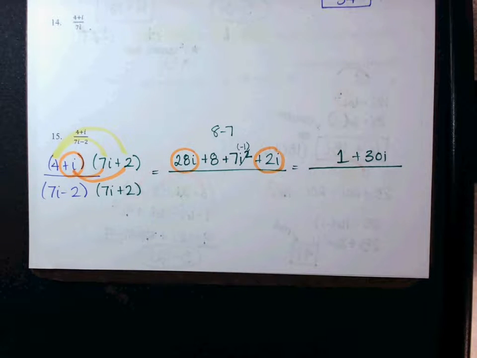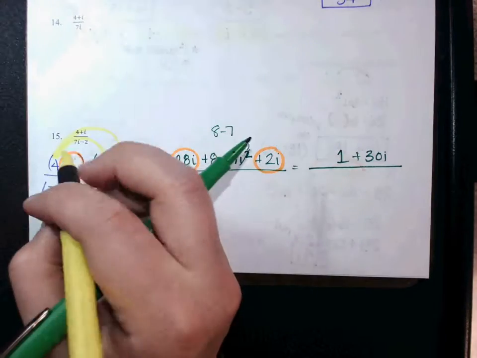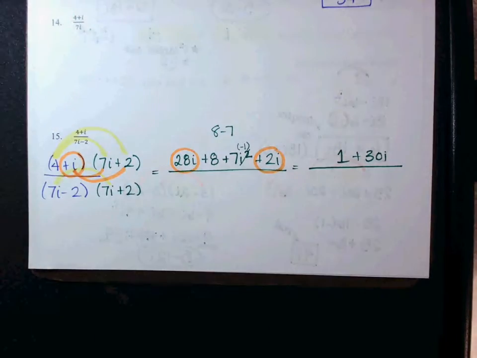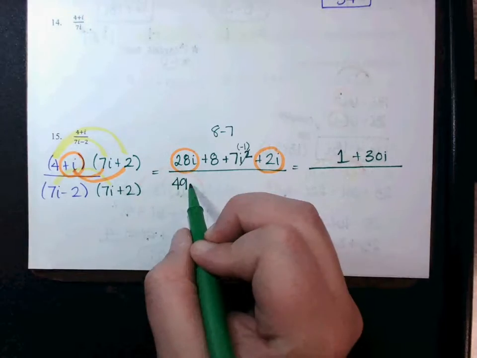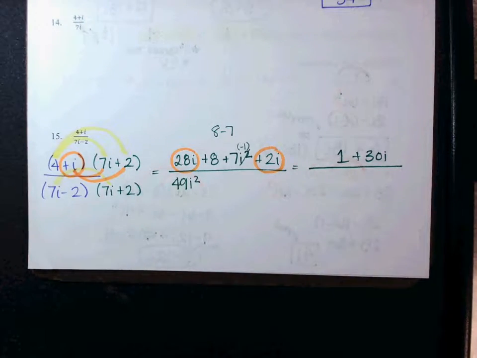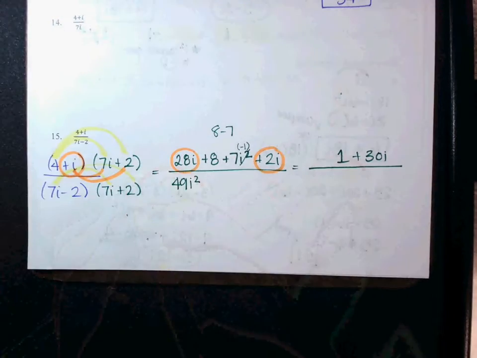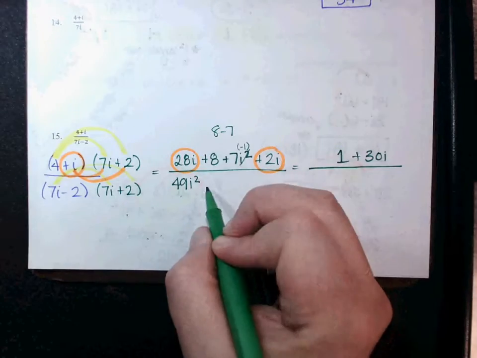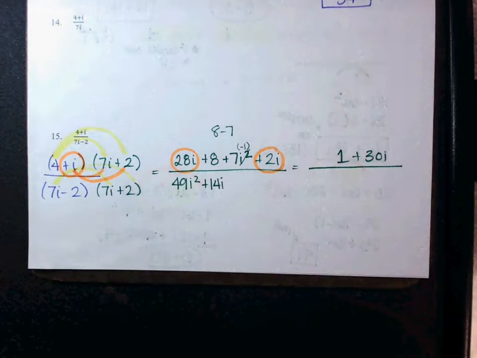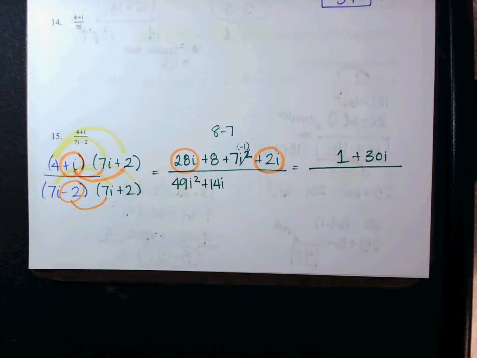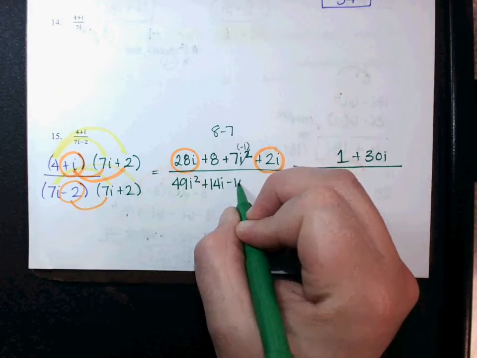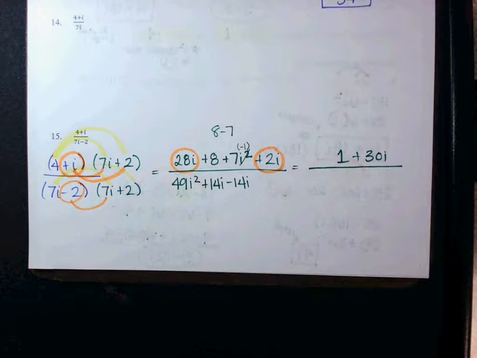Now let's do the bottom. Ready? So I have 7i times 7i. What's 7 times 7? 49. What's i times i? i squared. Okay, then I have 7i times 2. 14i. Okay, then I move to my second term, minus 2 times 7i. What do I get there? Negative 14i, because it's the 2 and the 7.